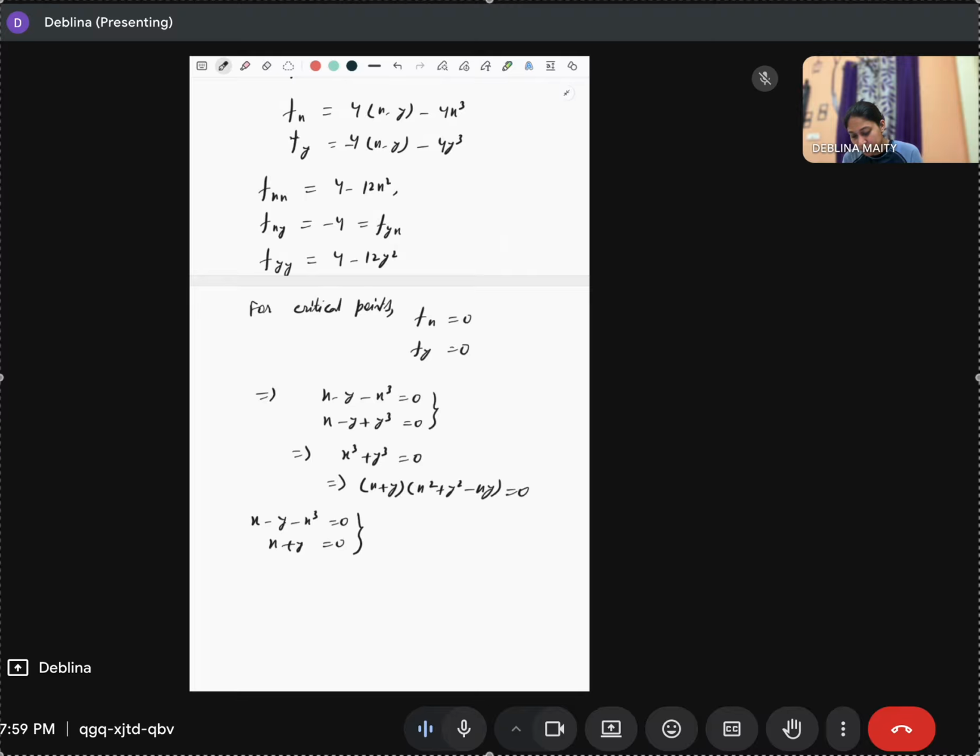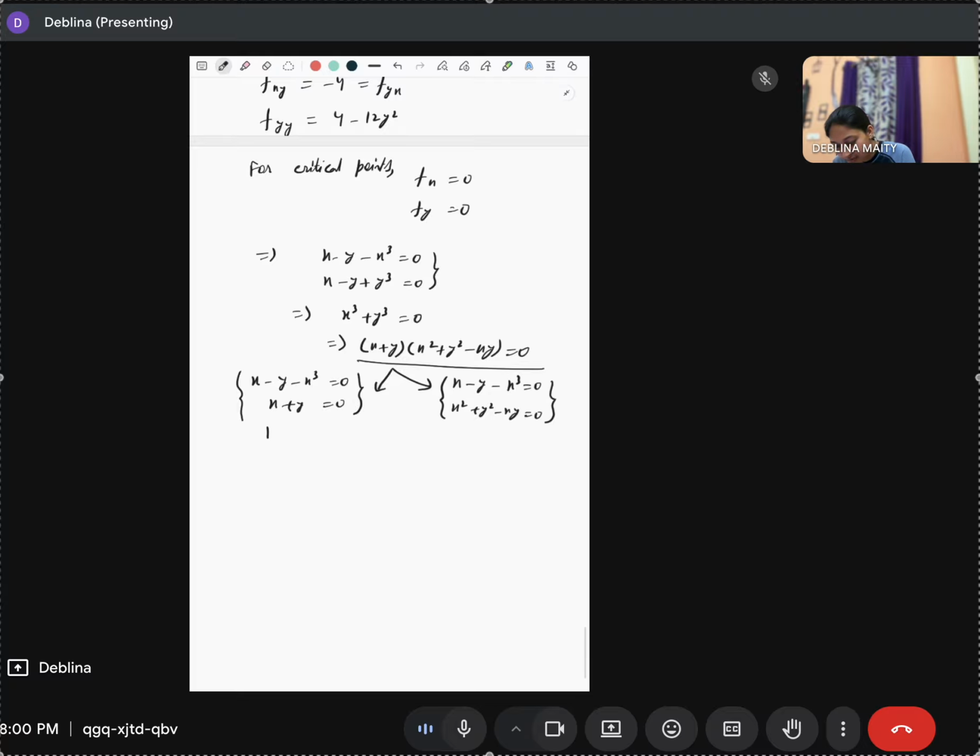okay, this one, and x minus y minus x cube equals 0 with x square plus y square minus xy equals 0, right? From these two, either x plus y equals 0 or x square plus y square minus xy is 0. So these two we are getting, right?